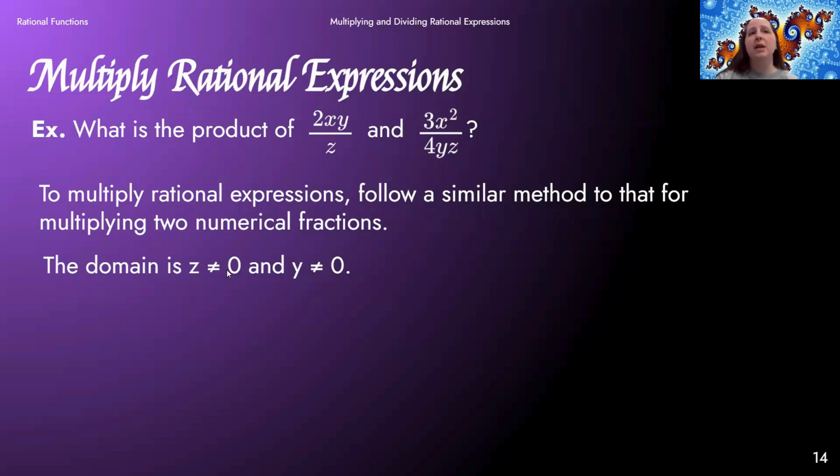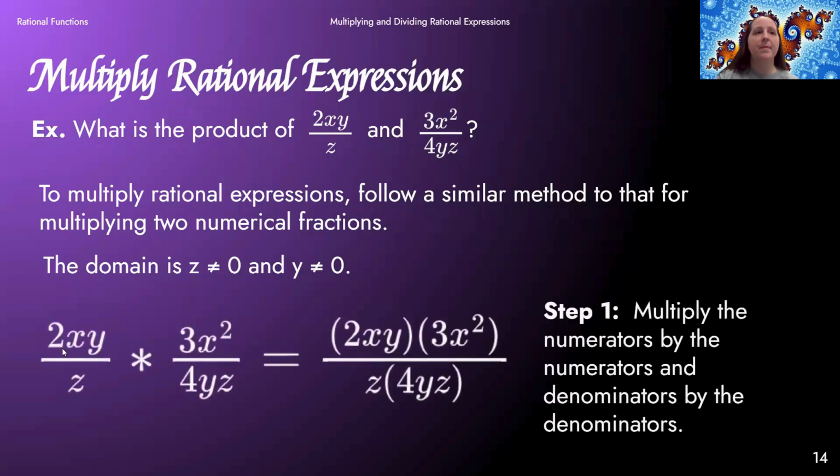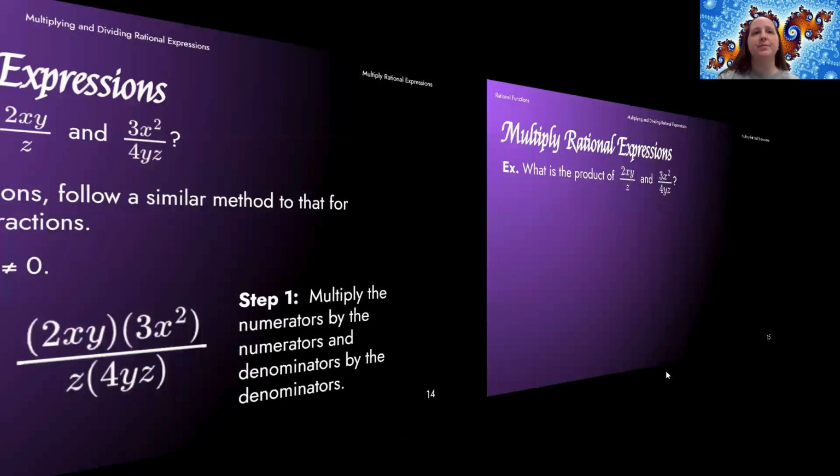The domain is z cannot equal 0 and y cannot equal 0. Okay, so again, I had those variables in my denominator. They can't equal 0, otherwise my denominator would be 0, and I can't divide by 0. Okay, so I have 2xy divided by z times 3x squared divided by 4yz. So I just multiply straight across. So multiply the numerators by the numerators and the denominators by the denominators.